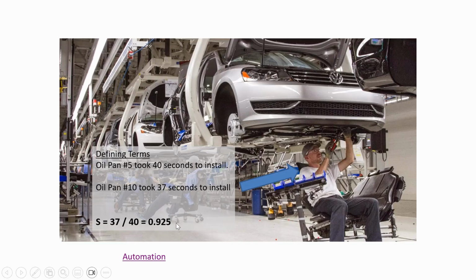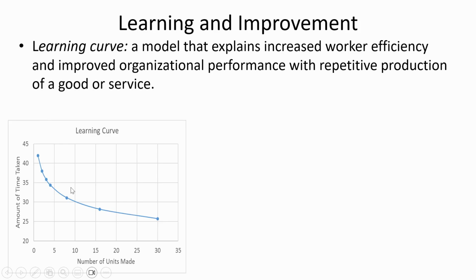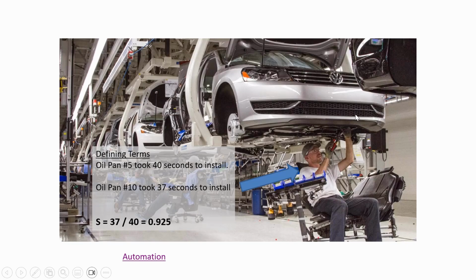And it only took 92% as much time when he did the 10th oil pan compared to the 5th oil pan. And so S is the ratio which represents how much faster you were when you doubled your experience at a certain task. And so this is what the curve looks like. You can see that it begins flattening out, that you don't keep improving forever, that this person, no matter how much experience he has, there are physical movements that have to be made, and he can't move his hands any faster than that maximum limit.